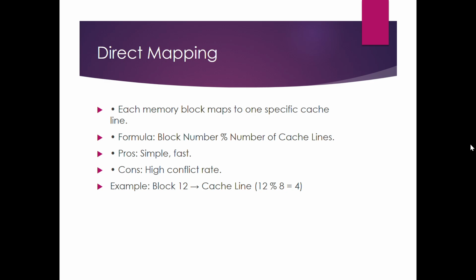First, we will discuss direct mapping. In direct mapping, each memory block maps to one specific cache line, and there is a formula for it: the block number modulo the number of cache lines. Its pros and cons: direct mapping is fast and simple, and the con is a high conflict rate. For example, block 12 over 8 cache lines gives a remainder of 4.